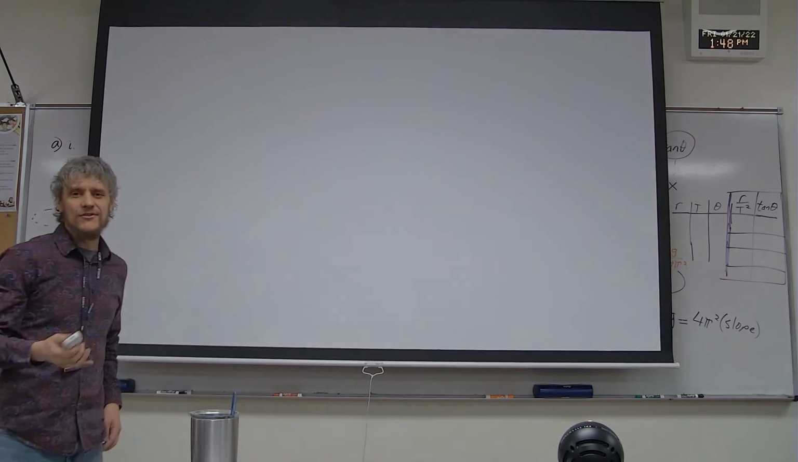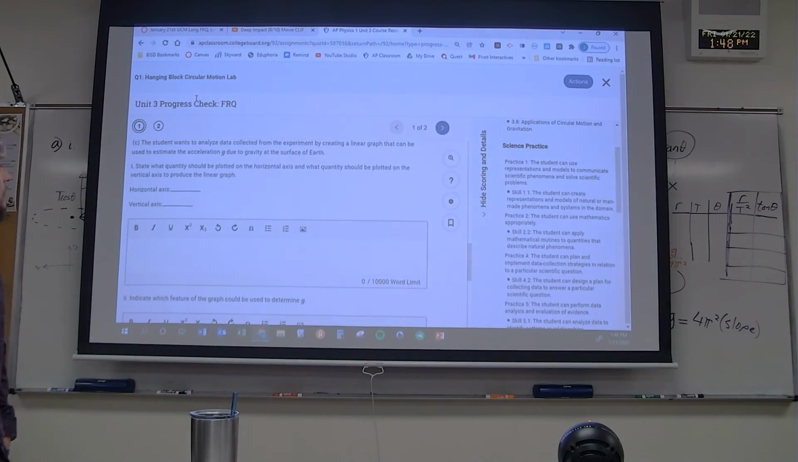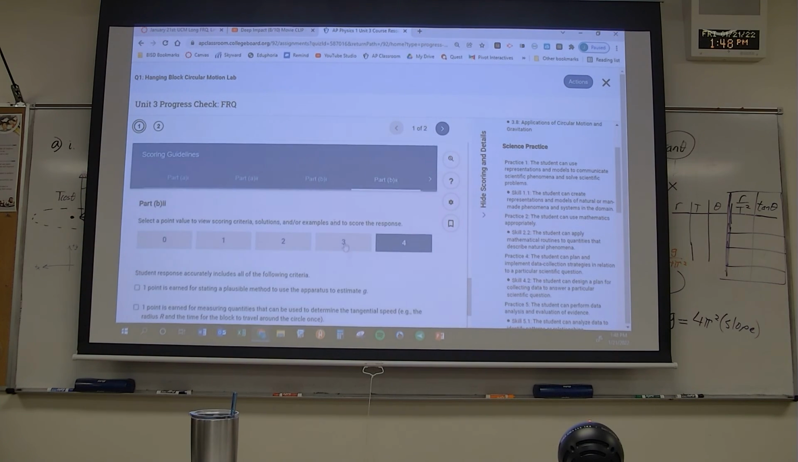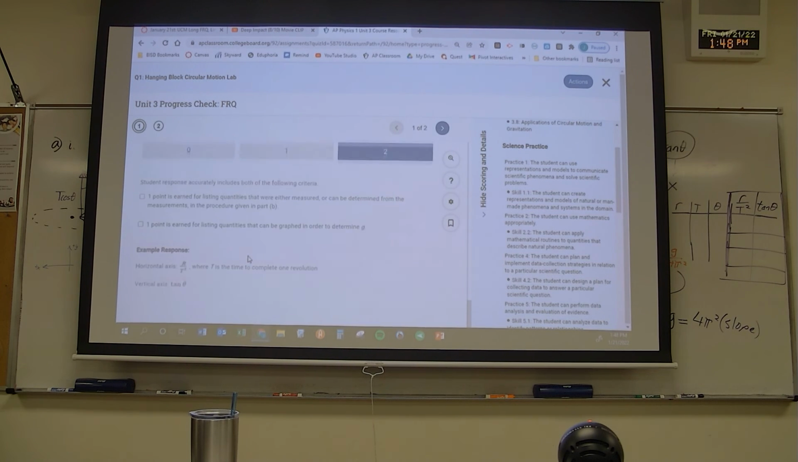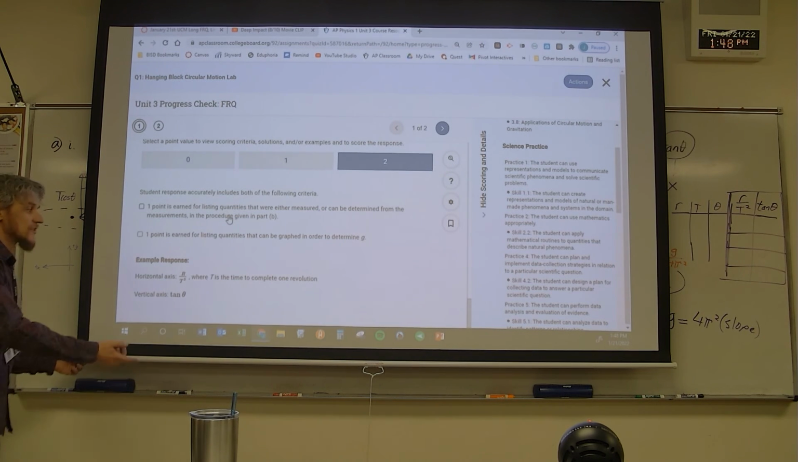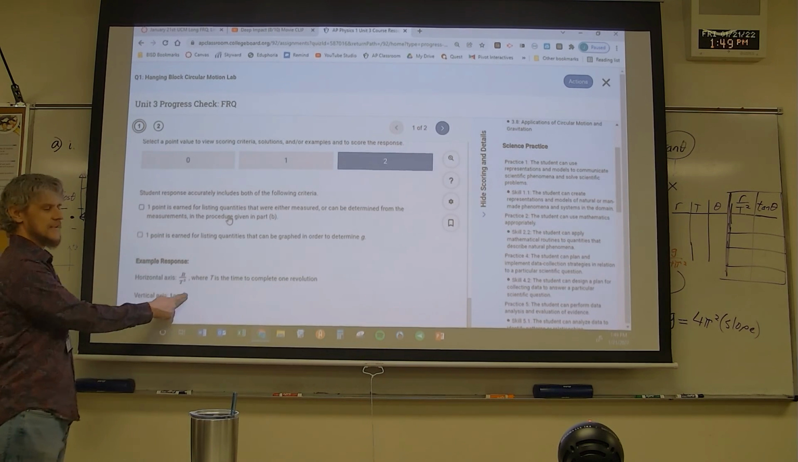You're likely to see it on the AP exam, so we will have linearization problems thrown in sporadically here and there. So let's look at the scoring guidelines. How am I doing? I'm doing pretty good. So, how many points do you get for all that? 2. Oh my goodness. 2. Because all you're saying is horizontal axis, r over t squared, vertical axis, tangent theta.